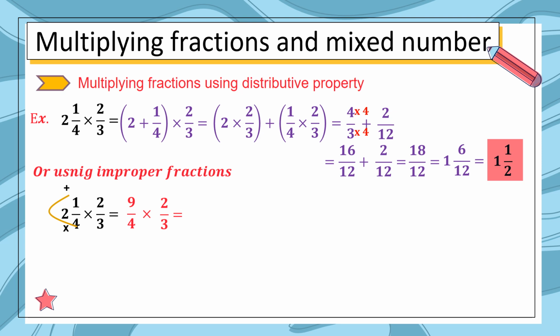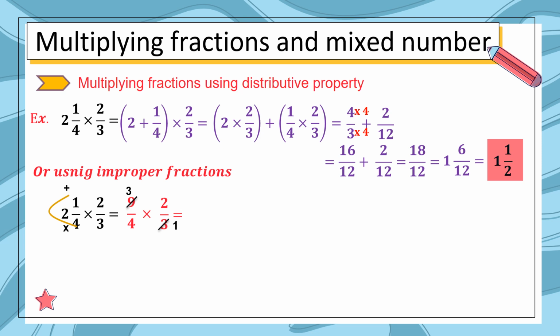So here I will simplify first. We said to simplify the fractions, numerator with denominator. So here we have 9 and here we have 3. So I can divide up and down by 3. 9 divided by 3 equals 3, and 3 divided by 3 equals 1.